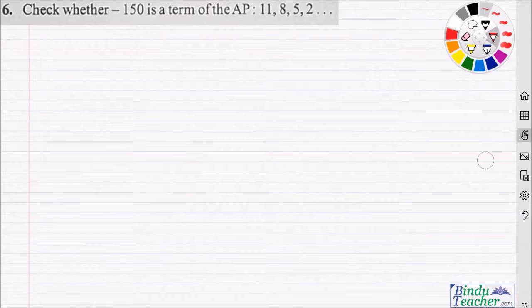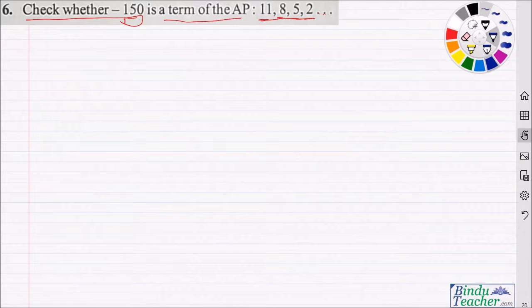Let's solve this question. Check whether 150 is a term of the arithmetic progression 11, 8, 5, 2. Okay, so what should we do here? An arithmetic progression is given, which is 11, 8, 5 and 2. So the first four terms are given. Now we have to find if the number 150 is any one of the terms in this arithmetic progression.